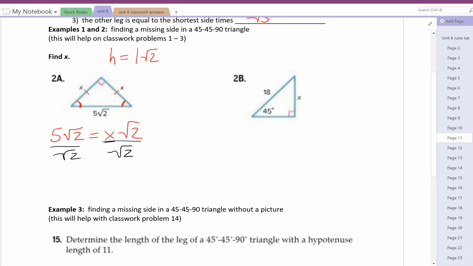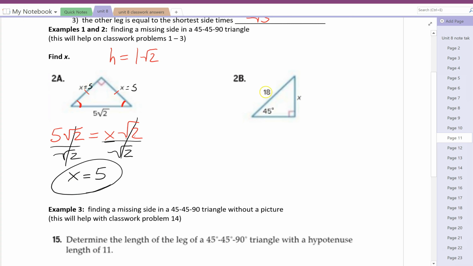Okay, well, what happens when I do that? It's really pretty easy. These two square roots of 2 cancel each other out. So on one side, I would just have x. Over here, these two square roots of 2 cancel each other out, which just leaves 5. So that means that both of these legs up here are just 5.